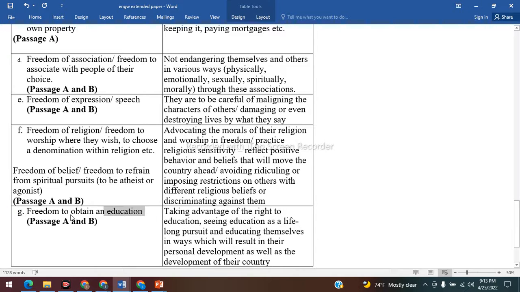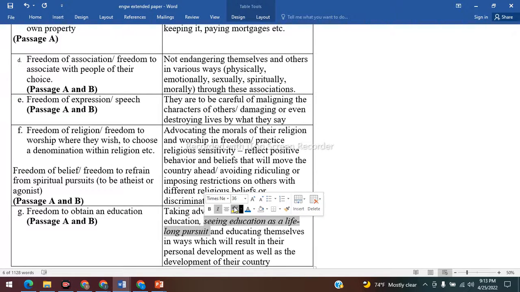Okay, so taking advantage of the right. So freedom of education, that's the last one we're talking about. And that's basically taking advantage of the right to education. Seeing education as, this I was trying to explain to Nancy yesterday. Nancy, seeing education as a what, Miss Joseph? A lifelong pursuit.